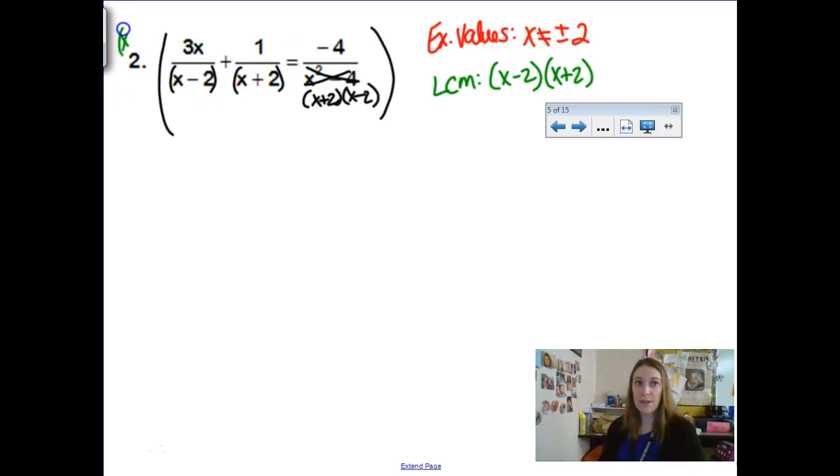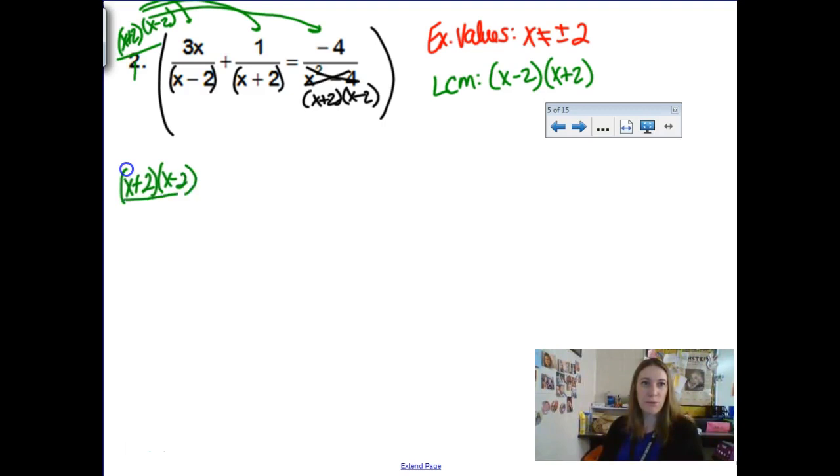So we're going to multiply everything by x plus 2 times x minus 2, and you want to leave it in factored form over 1. So one more big distribution, and this is the last time, I think. I'm going to write this out the long way. So x plus 2 times x minus 2 over 1 is being multiplied by our first fraction, which is 3x over x minus 2.